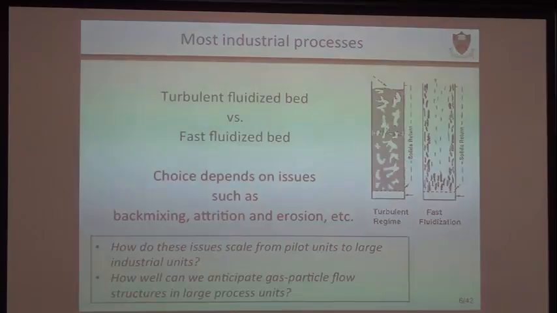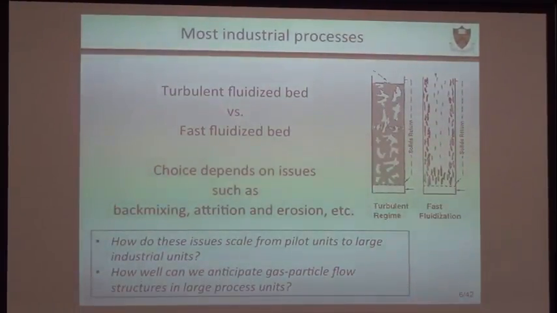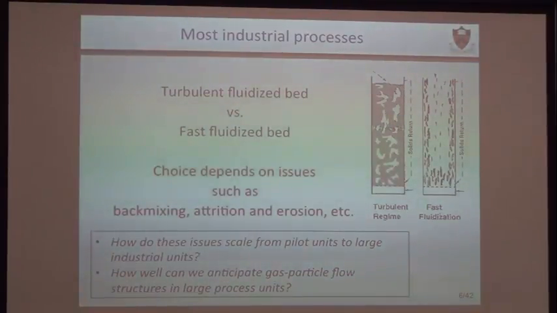Which one of these beds you choose for your process depends upon a number of considerations, such as how much back mixing you get in the fluid. Sometimes back mixing is desirable, sometimes you don't want it. In other cases, will the particles break up? If you look at industry, you will see a lot of technologies operating in this regime and a lot operating in that regime. The same technology from one company might be in this regime and another one might be in that. So you get all these different operations.